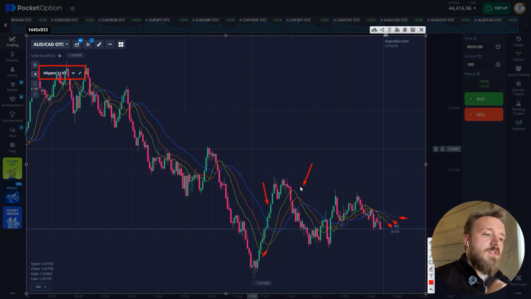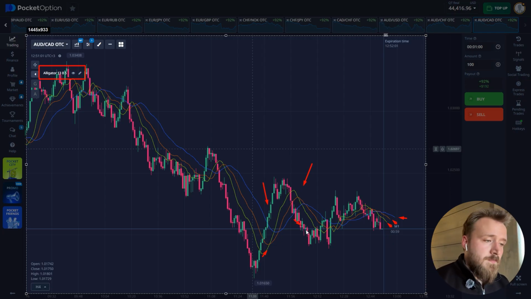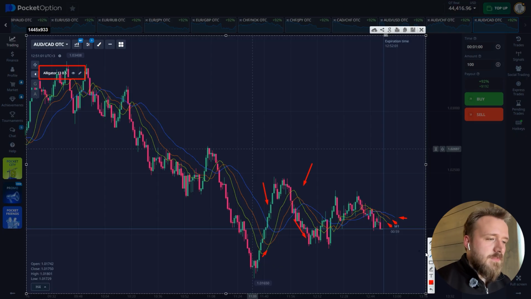When the movement goes the other way, when the green crosses the red and blue from top to bottom, then the movement is downward. So all signals from indicators on any platforms are always delayed. Your task is simply to jump onto this moving train in time.